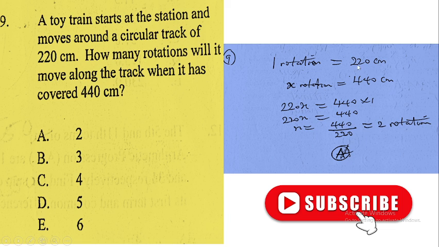So one rotation is equal to 220 centimeter. Then we are looking for how many rotations will make 440 centimeter. We already have the conversion rate: one rotation to this, then how many rotations to this? So we can cross multiply. When I cross multiply, this will give us 440, and this will give us 220x. Therefore, we are looking for the number of rotations, which is our x. Divide both sides by 220. That will give us 2 rotations. So option A is the correct option as far as question number 9 is concerned.